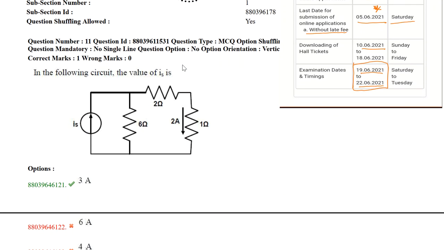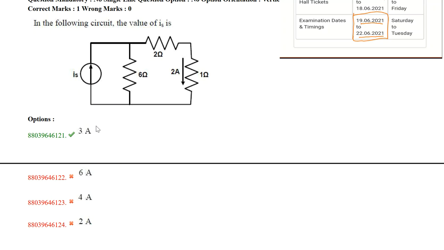So the questions are from the networks. First of all, in the following circuit, you need to calculate the value of IS. The answer will be 3 amperes. How it is, I will tell you.